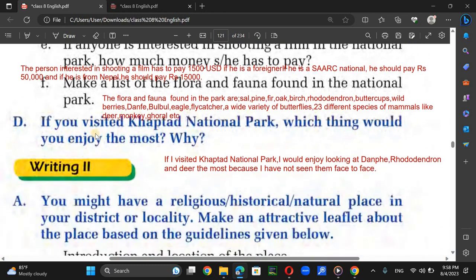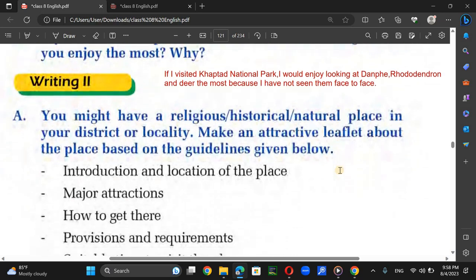Now, our next question: if you visited Khaftar National Park, which thing would you enjoy the most? If I visited Khaftar National Park, I would enjoy looking at daphne, rhododendron, and deer the most because I haven't seen them in reality. So you can write your own answer.